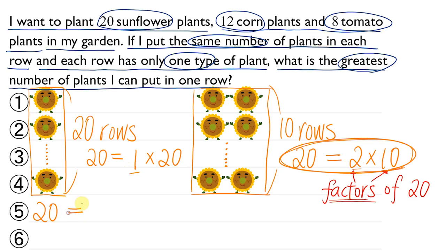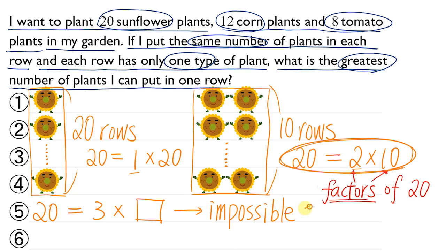Is it possible that 20 can be written as 3 times something? That something I use a blank to represent. Now this is impossible. Why is it impossible? Because 3 times 6 is 18, and 3 times 7 is 21. It skips the number 20. So it's never possible to write 20 as 3 times an integer.